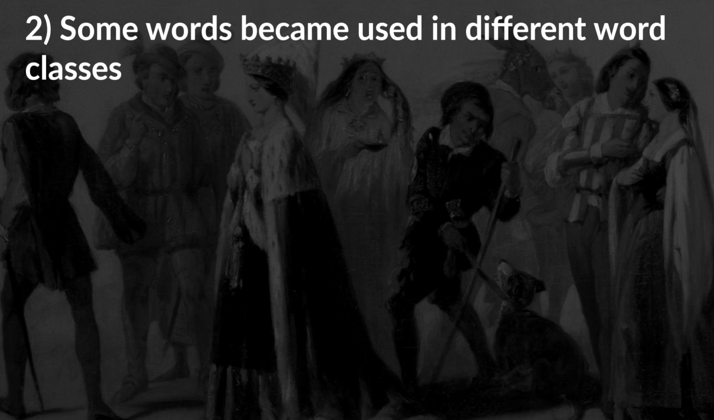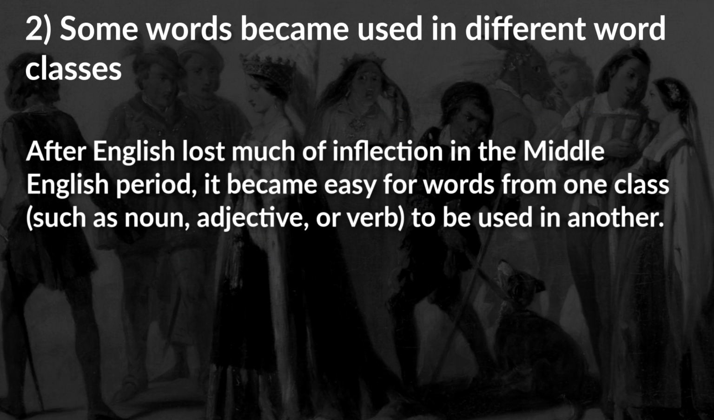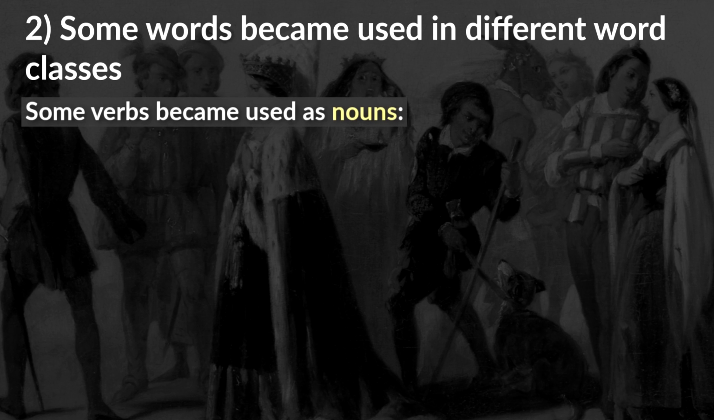Some words became used in different word classes. After English lost much of its inflection in the Middle English period, it became easy for words from one class, such as noun, adjective, or verb, to be used in another class. Some verbs became used as nouns. For example, the word bump. It first appeared as a noun in the works of William Shakespeare, but it existed as a verb before that.